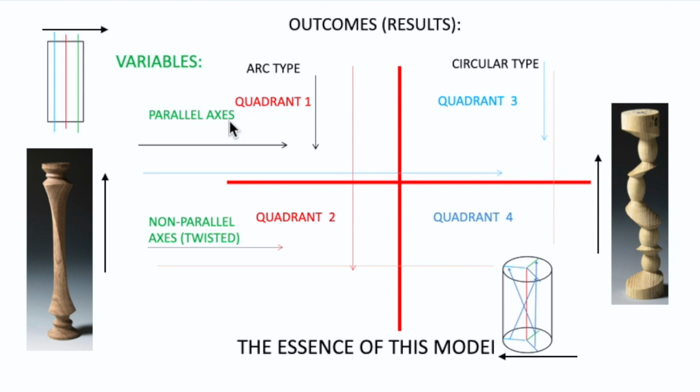So in quadrant 1, all those spindles or parts of those spindles will have arc type and parallel axes. In quadrant 2, all those spindles will have arc type and twisted axes. Quadrant 3, all of those spindles will be circular type with parallel axes. And quadrant 4, all of them will be circular type with twisted axes. So let's look at how that works.